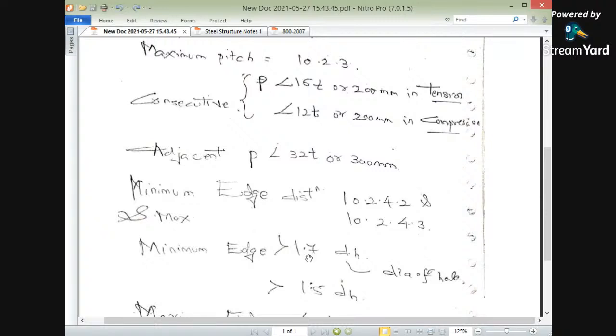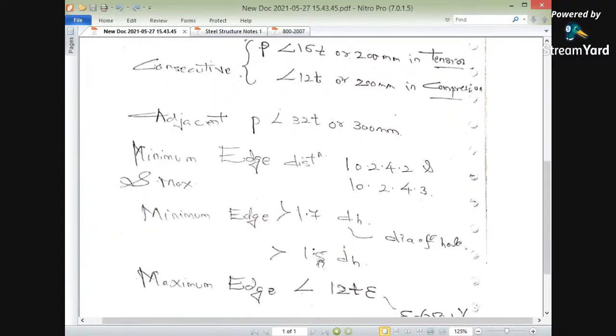What is the minimum edge distance? It should be greater than 1.7 times the diameter of the hole. H stands for hole, so D_H is the diameter of the hole. So the minimum edge distance should be 1.7 times the diameter of the hole, or 1.5 times the diameter of the hole for tension and compression members.